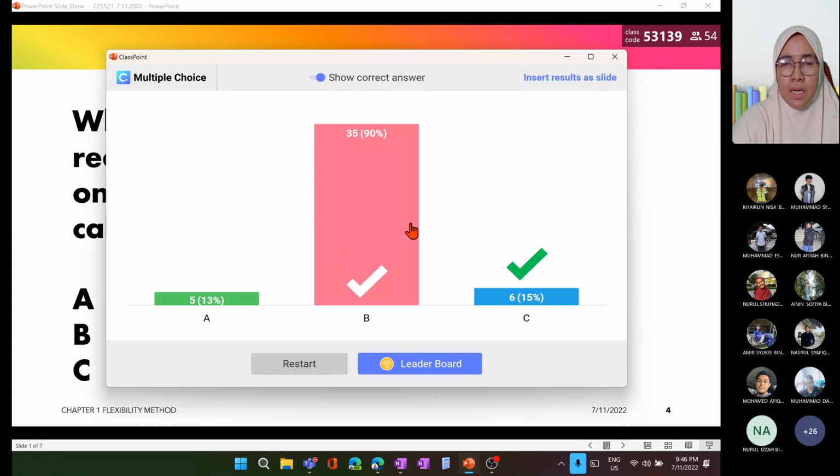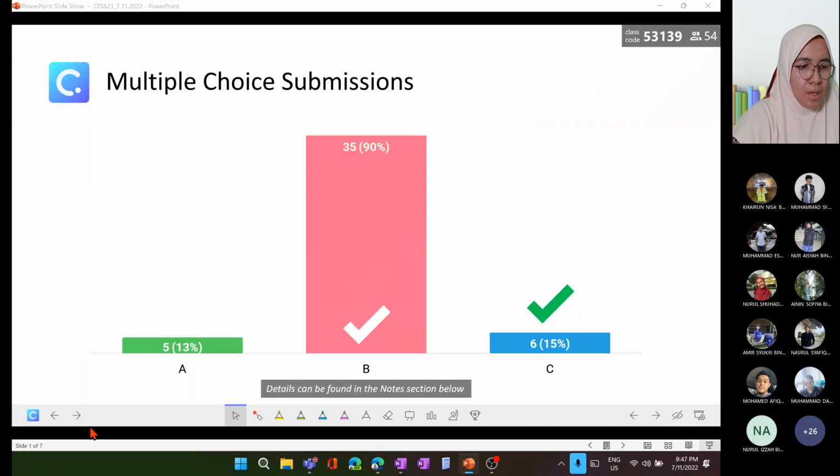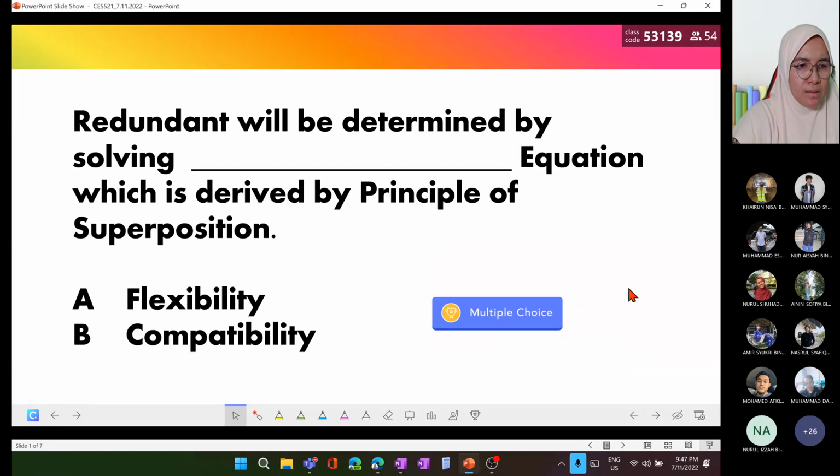But please take note that force method is also flexibility method. I mentioned previously that in the Hibbeler textbook, the flexibility method is called the force method. So both flexibility method and force method are the same. Okay, we move to the next question.